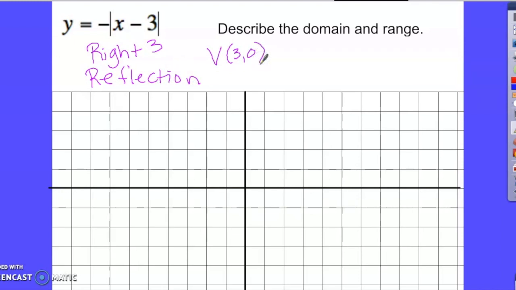So since we're going right 3, but not going up or down, our vertex is going to be at 3, 0. Now we have a slope. Looking at this, we talked about that being -1, a slope of -1, which means we're going to go down 1, right 1 for our first point. And then I draw my dashed line, so I'm going to reflect that point that I just had over that green line to get the other side of the V.